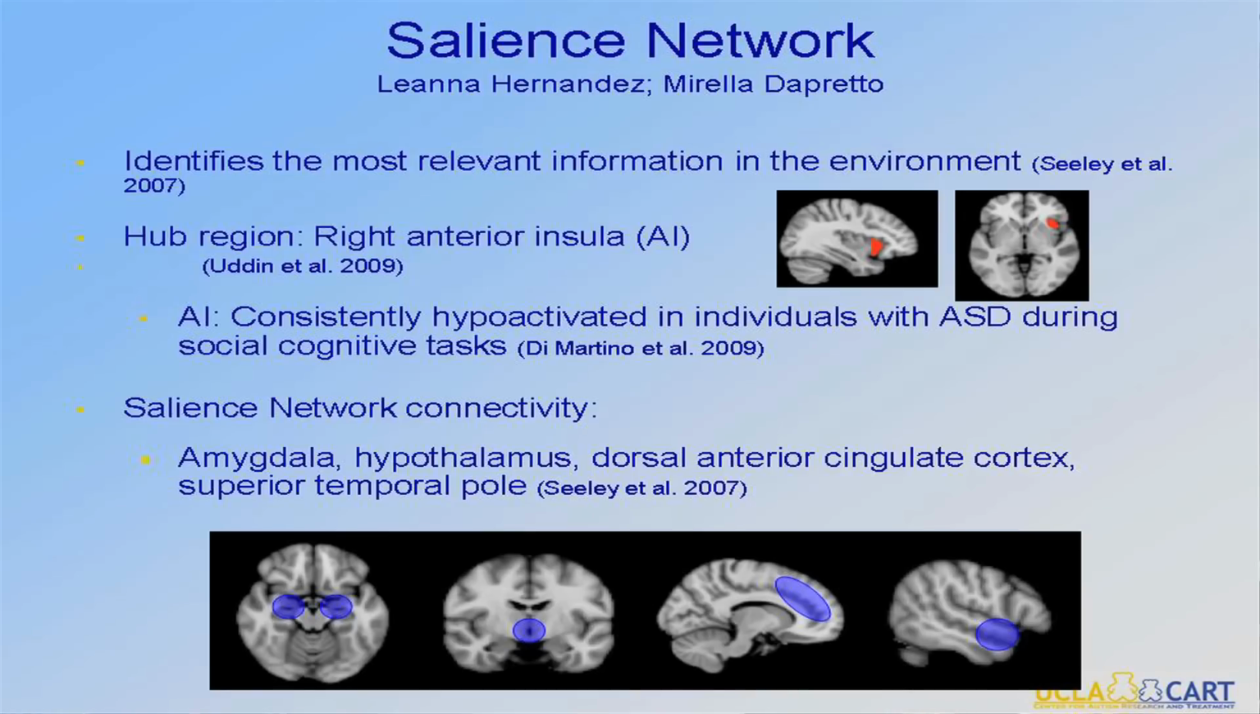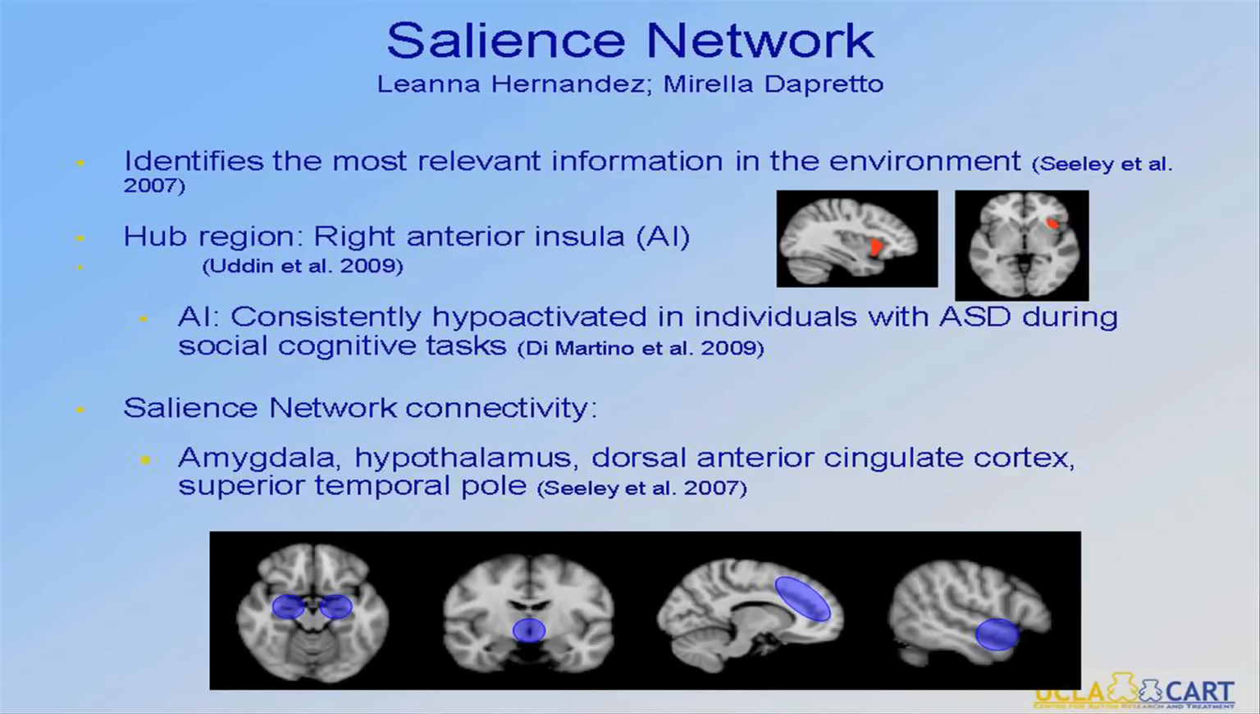So one of Morella's really terrific now graduate students, Liana Hernandez, has been looking at another brain network called the salience network, and this is a network that's very important in picking out from the environment what are the most important things in the environment. And one region, particularly this one, the anterior insula, is a hub region in that network. So we're looking for connectivity between that hub region and other areas of the brain in the network, and the strength of those connections in individuals who have and who do not have this risk gene.